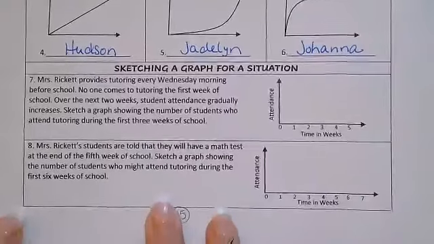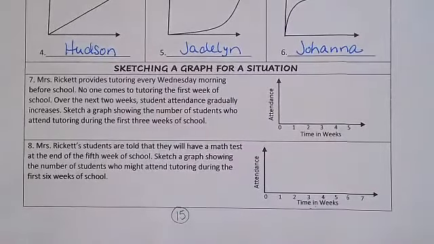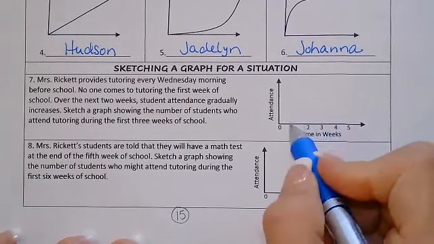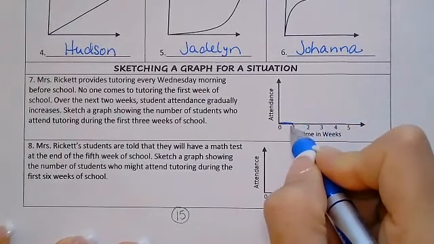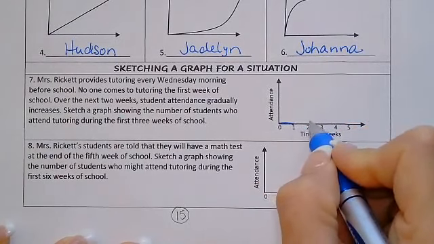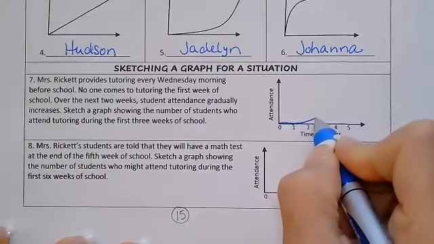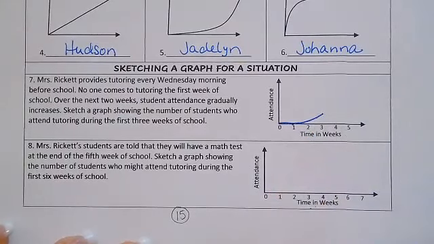Okay, sketching a graph for a situation. Number 7, Mrs. Rickett provides tutoring every Wednesday morning before school. No one comes to tutoring the first week of school. Over the next 2 weeks, student attendance gradually increases. Sketch a graph showing the number of students who attend tutoring during the first 3 weeks of school. Well, we know that during the first week, nobody came, so it would be down here. And then the next 2 weeks, there was a gradual increase. So it maybe would look something like that.